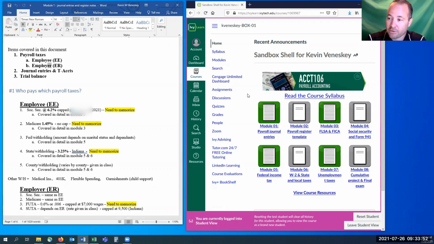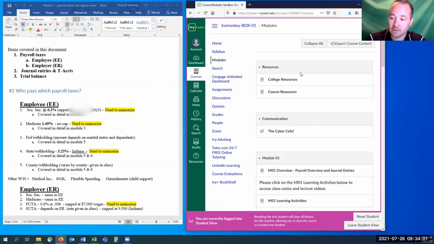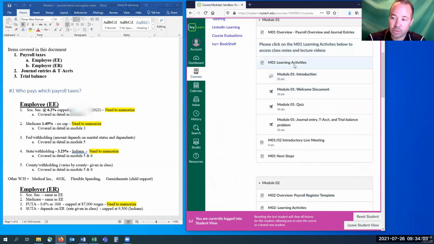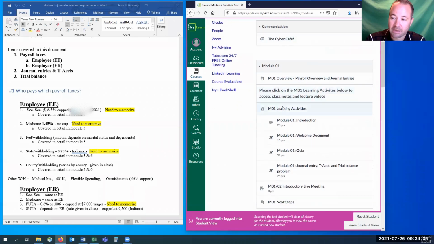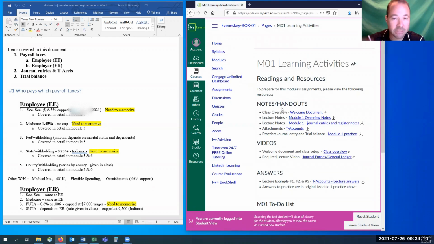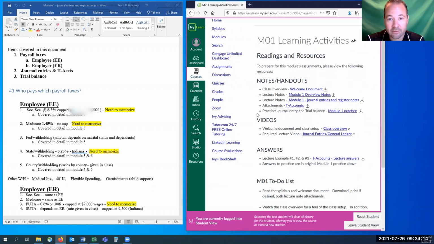All right, so what you'll want to do, if you haven't found these notes yet, is come over here to the modules, and then come down here to module 1. Come down to the learning activities. That's where you're going to find all of the items that you need to succeed in each module. I've already had the first video, where we discuss the welcome document. Hopefully you've taken the time to go through that. We're now going to be here in this third item, module 1, journal entries.